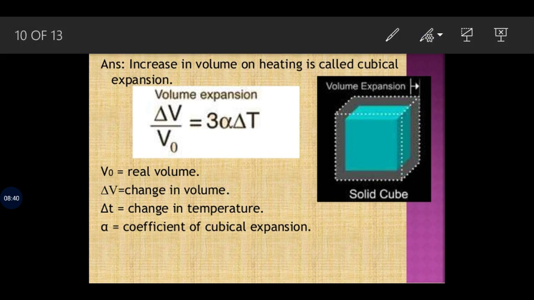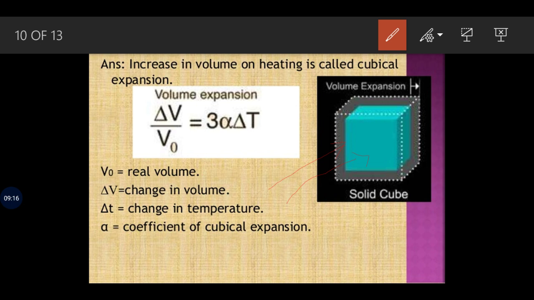The figure represents a center cube and an outer cube. The center cube represents the original volume, and the outer cube represents the final volume. Here the volume changes. In the center we get the small volume, and in the outer we get the larger volume of the cube.